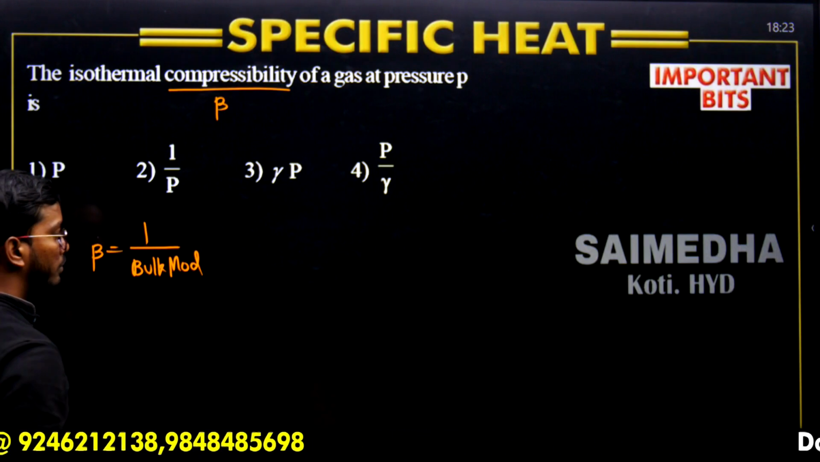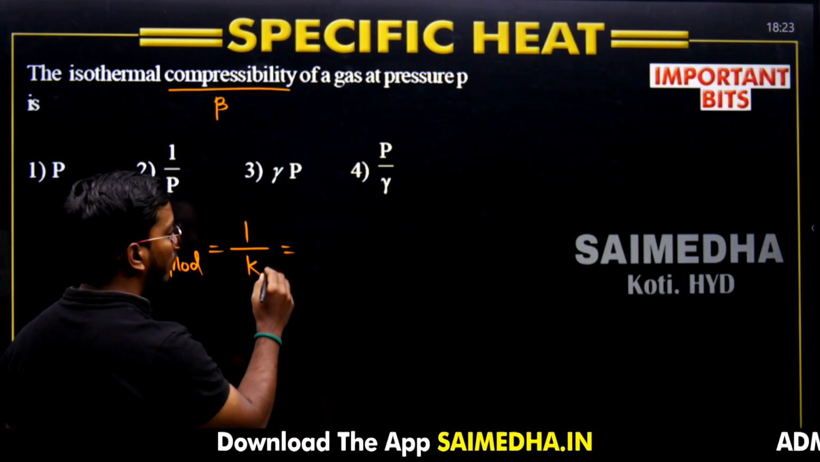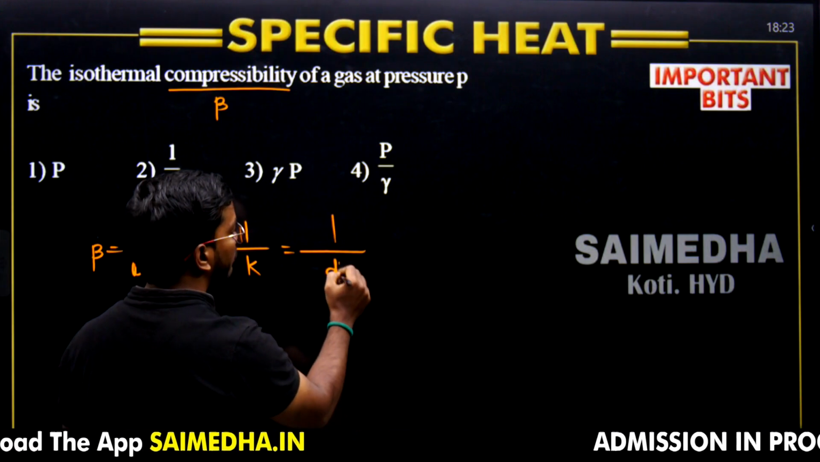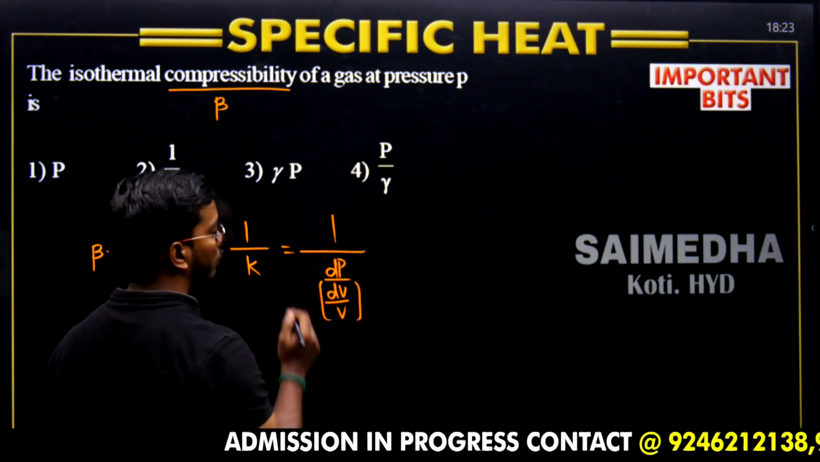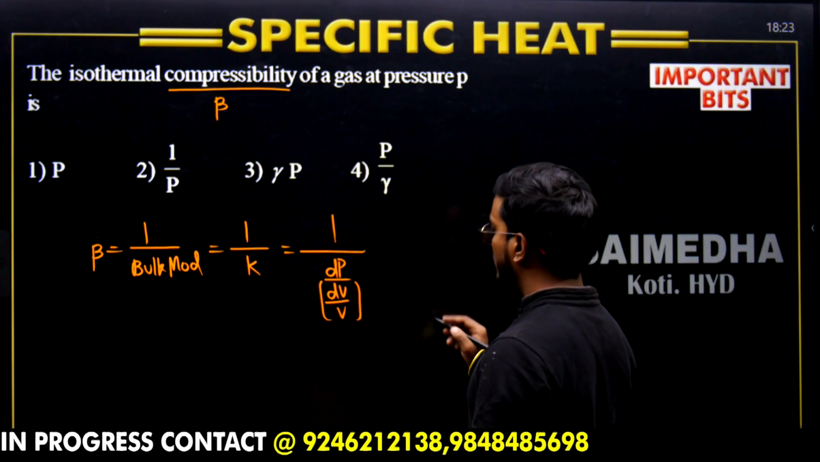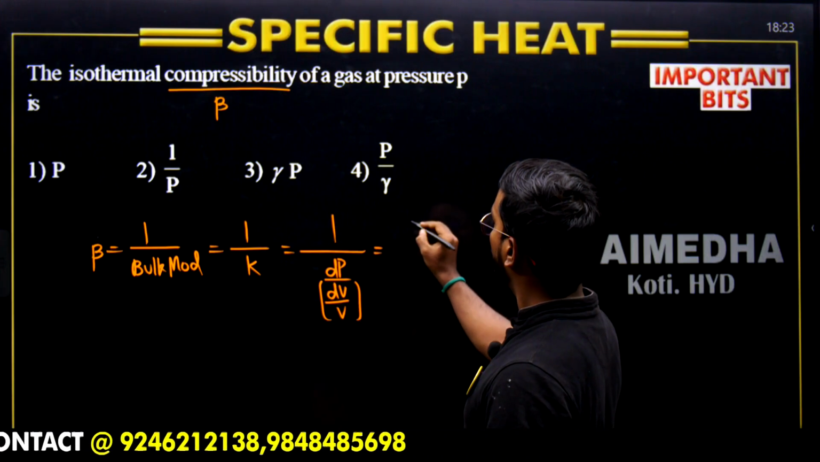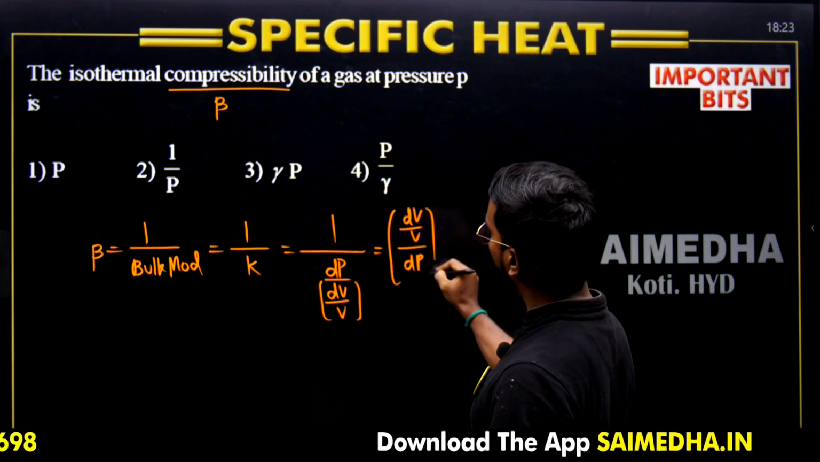Bulk modulus. Let's say this bulk modulus is equal to K. The formula for bulk modulus is change in pressure divided by change in volume by original volume. This is the formula. So we know the slope formulas. It is going to become dV by V divided by dP. This is the formula for what now?